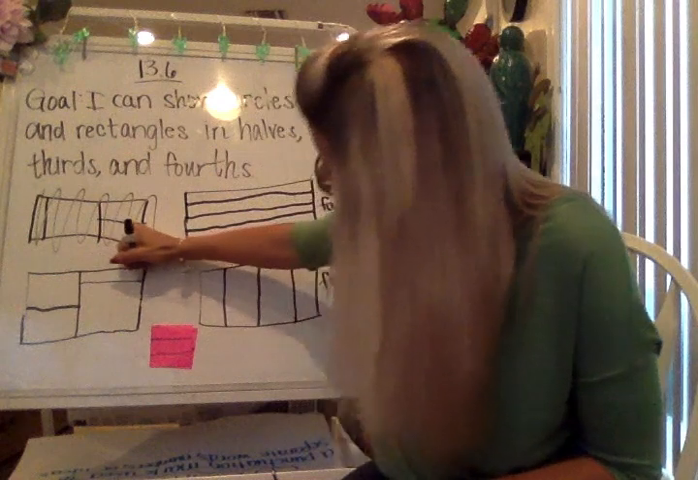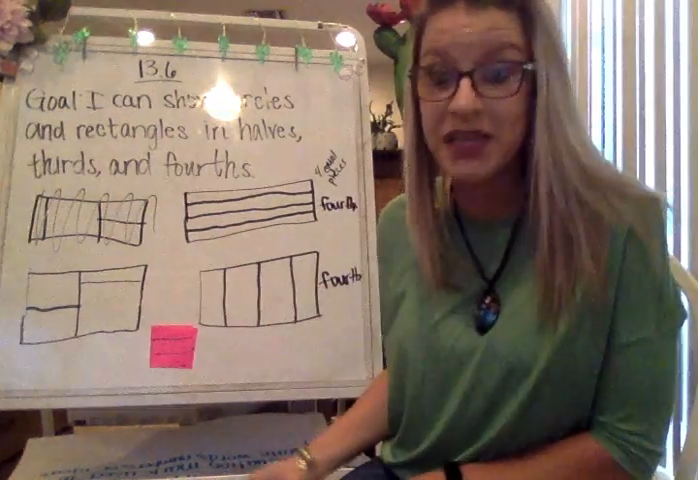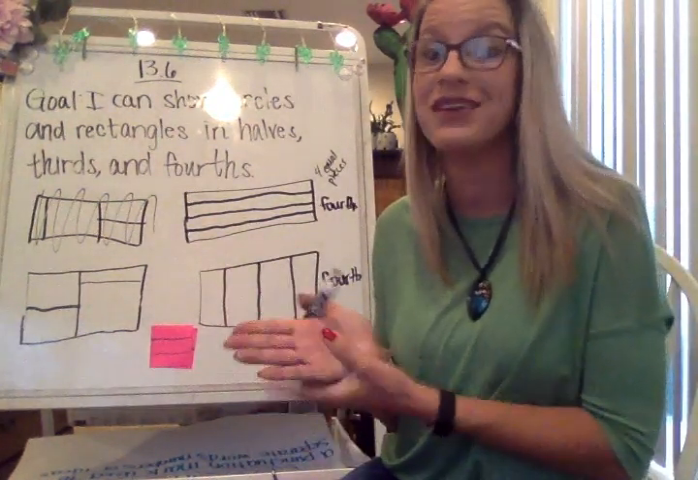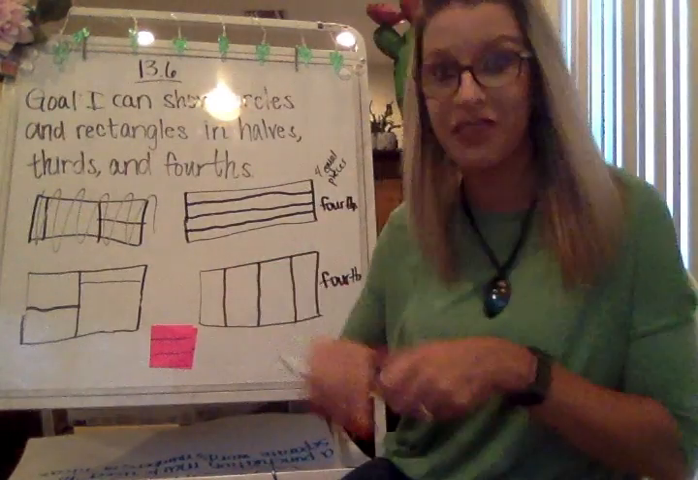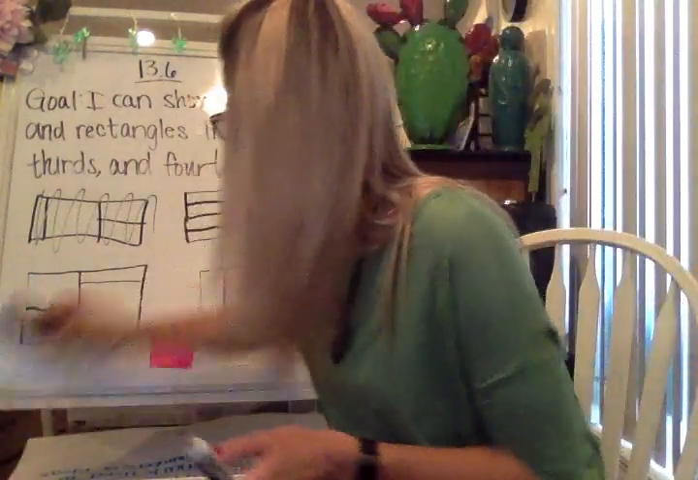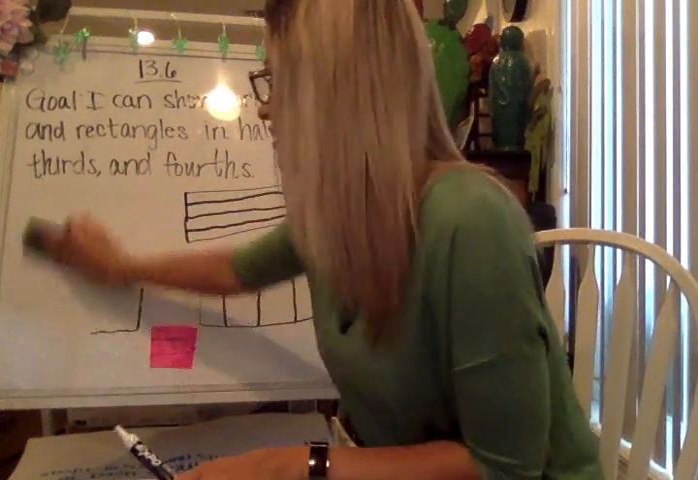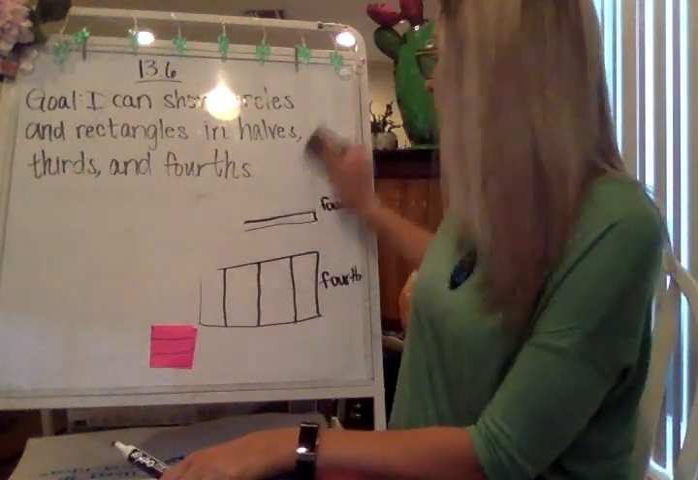What if I cut it way up here? Those are not equal pieces. You cannot call that fourths unless you know for 100% that it is equal and that each piece is exactly the same. So this is with our rectangles.